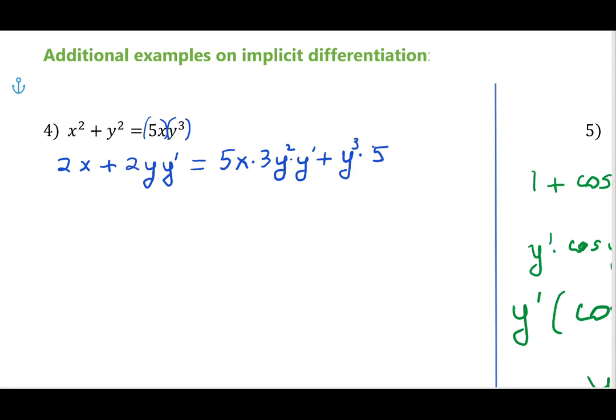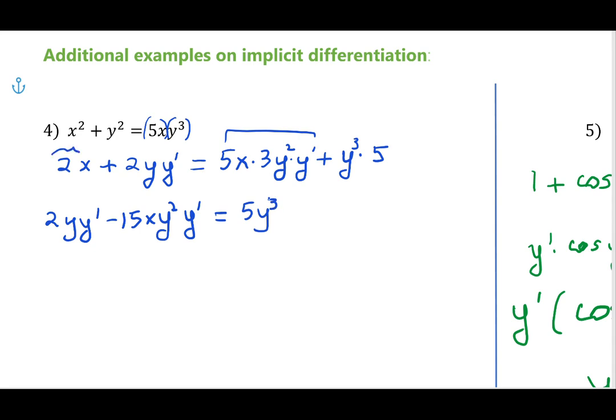Again, let me collect my y primes on the left side. So we have 2y y prime, and subtract this term, so minus 5x. Actually, let's combine that as 15xy squared y prime. So minus 15xy squared y prime equals, on the right hand side, 5y cubed. And let's move this 2x from the left to the right by subtraction, so it'll show up as minus 2x on the right hand side. So we have all our y primes on the left, everything else on the right.